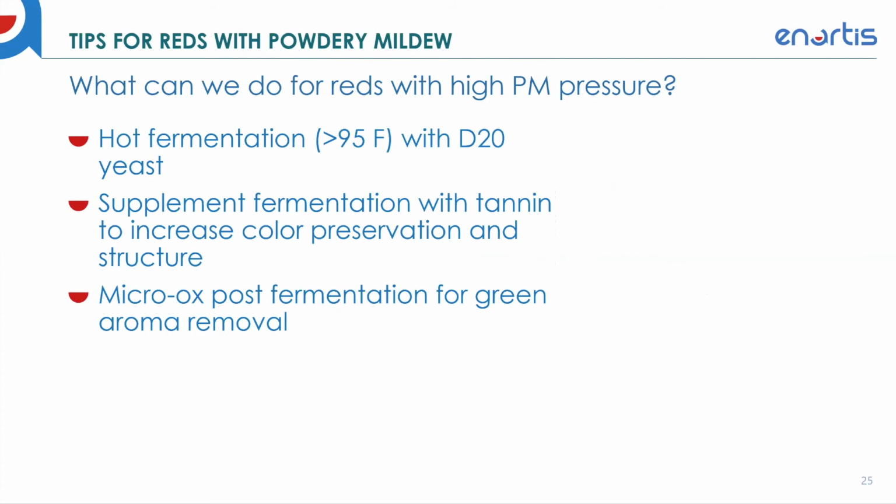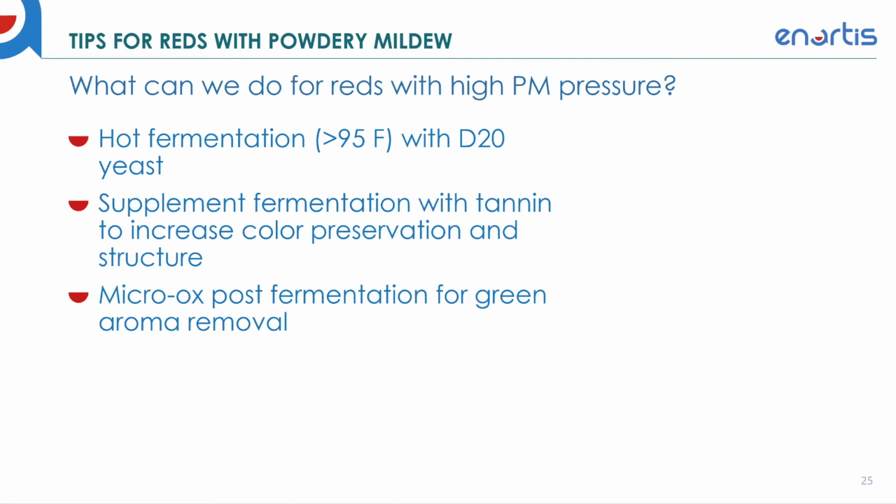So tips for reds with powdery mildew. What can we do for reds with high powdery mildew pressure? We can do a hot fermentation. I'll talk more about this in a couple of minutes when I talk about green character, but hot fermentations can help with blowing off some of the green characteristics or some of the unripe characteristics that come with powdery mildew. And I'll talk more about that in D20 in a couple of minutes.